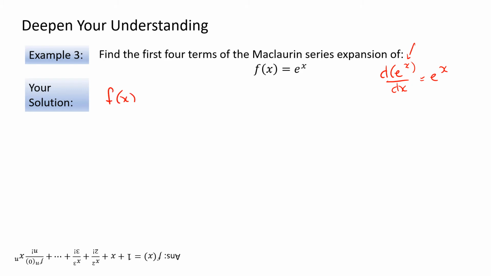So f of x is equal to the function at 0 plus the derivative of the function at 0 times x plus the second derivative of the function at 0 divided by 2 factorial times x squared plus, again, the third derivative because we're looking for the first 4 terms. So f triple prime at 0 divided by 3 factorial x cubed. And we can add the remaining terms, but in this case, we're only looking for the first 4.